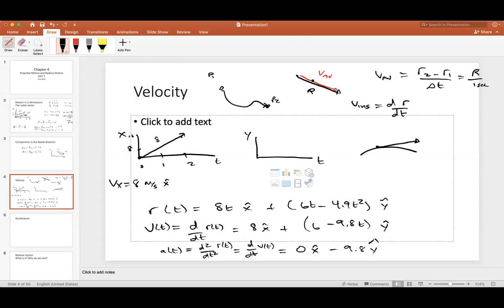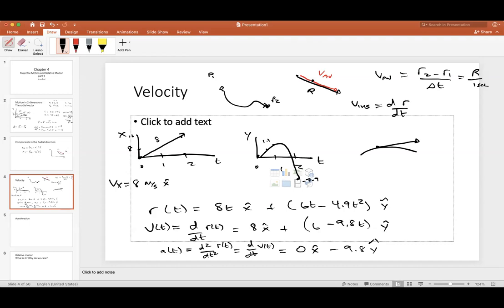In the y direction, though, let's again do 0, 1, and 2. At time 0 in the y, my position is 0. So I'm also starting at 0. At time 1, this would be 6, and this would be 1 squared, so 6 minus 4.9. This would be something like 1.1. At time 2, this would be 12, but this would be 4 times 4.9, so that would be 19.6, 12 minus 19.6. So this would be minus 7.6. Okay, so this thing goes up and comes down, right?